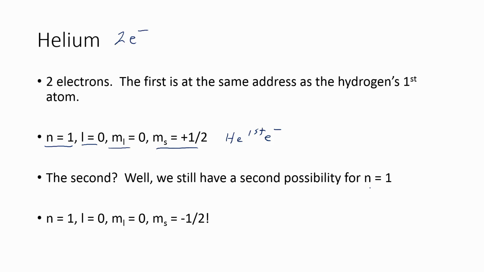Well, we still have another possibility for n equals 1. We only have one possibility for L and M sub L, so those stay both at 0. But M sub S can be plus 1/2 or minus 1/2, so that's where the second electron resides. Okay, so we have one electron and a second electron, and they're both in this first distance away from the nucleus.